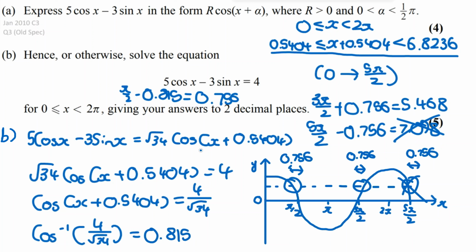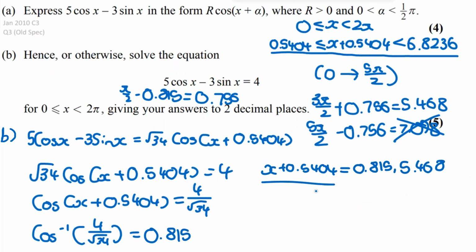This one is not, and the two solutions are when x plus 0.5404 is equal to 0.815, the solution that we got here. This isn't a solution, remember, this is the difference here. So 0.815 and also the 5.468, which is this point here.